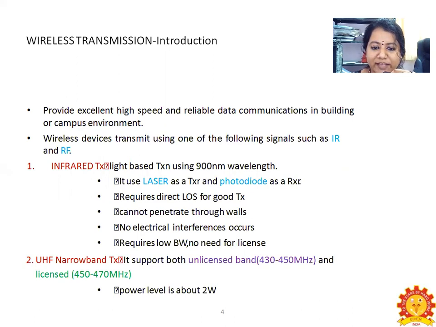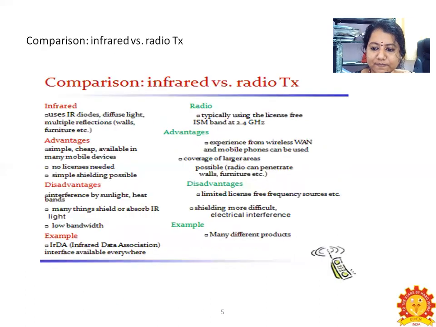Next is UHF narrowband transmission. It supports both unlicensed and licensed bands. The unlicensed band covers 430 to 450 MHz and the licensed band covers 450 to 470 MHz, and the power level is about 2 watts.